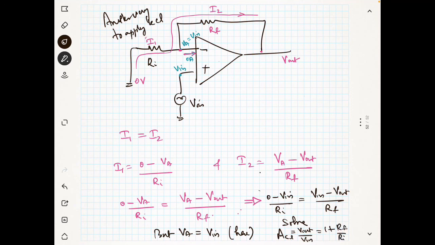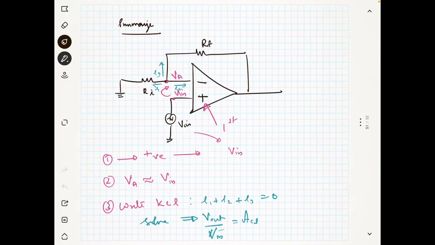Both will be the same. Engineer Abdul Rahim will be giving you this way. You can use any one of these methods. So what is comfortable for you?